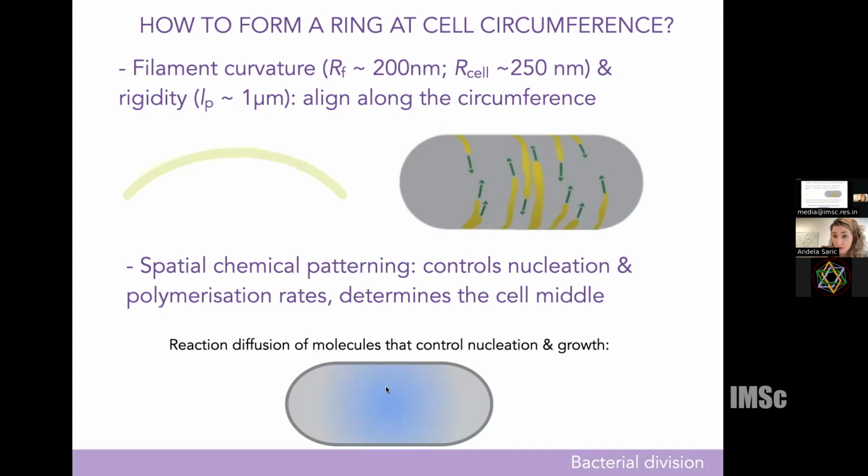We know that if you do have this chemical signal, but prevent treadmilling through a drug, you do get filaments there, but they don't form a ring, they don't align.